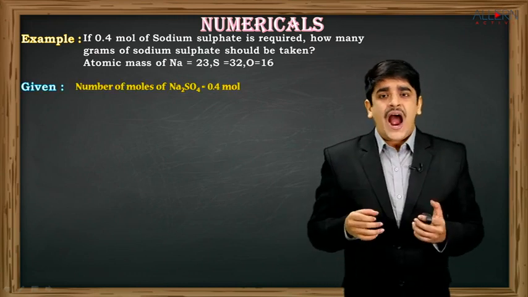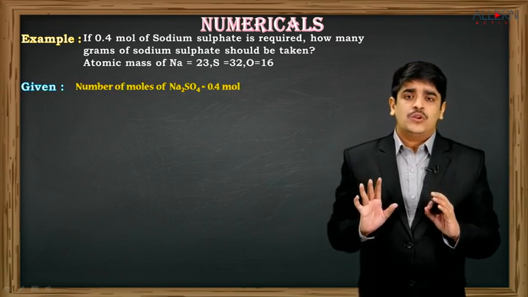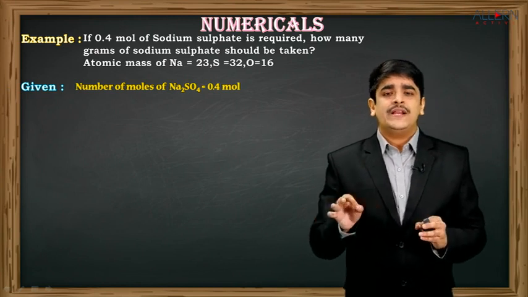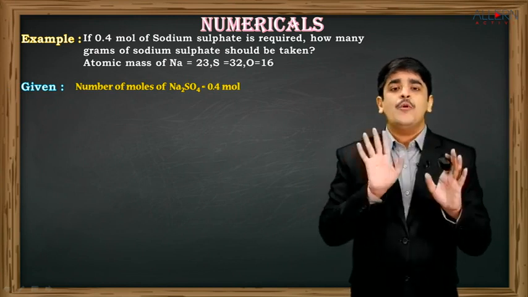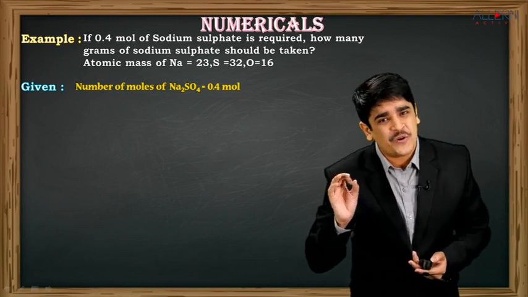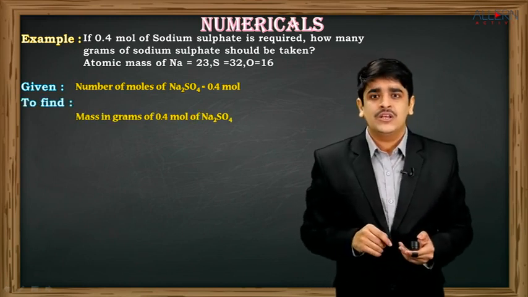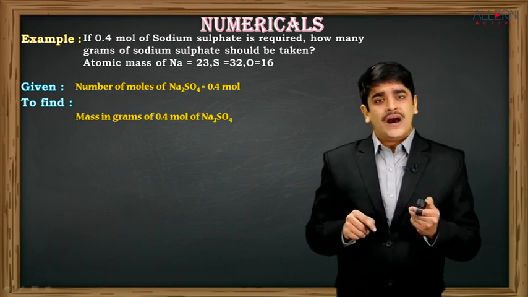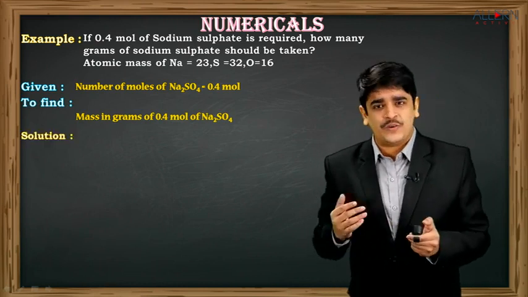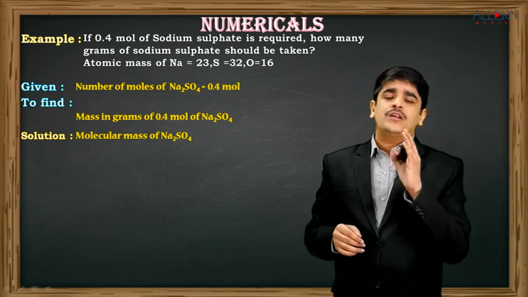What will we do? I need the formula first of all. Sodium sulfate is given by the formula Na2SO4. Great. And how many moles do I need? I need 0.4 moles of Na2SO4. That's the one that I require. Correct? So first, let us find out the mass in grams for 0.4 moles. That is what we need. Find out the molecular mass.